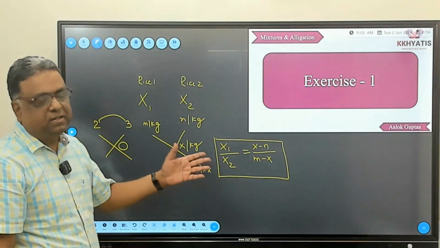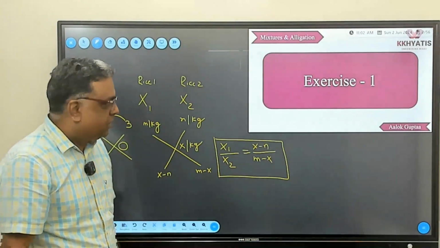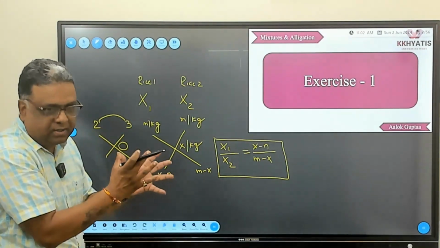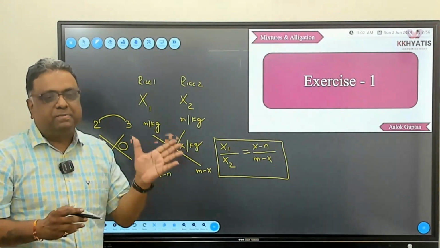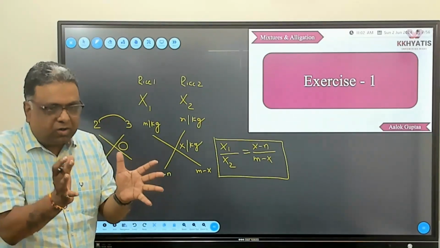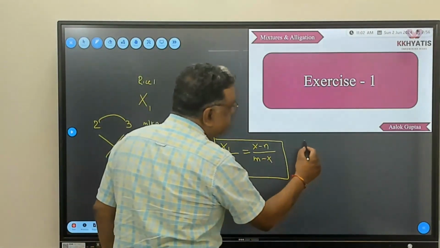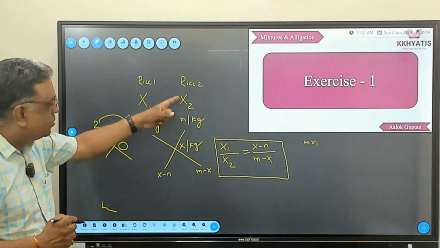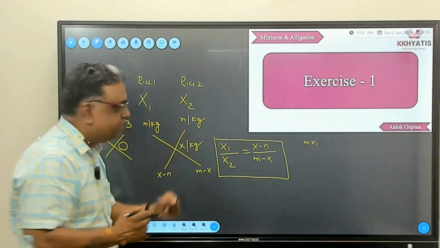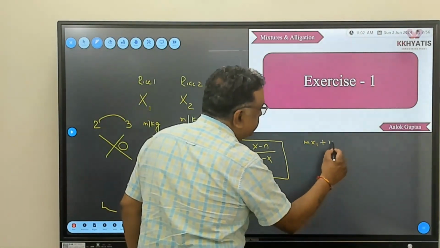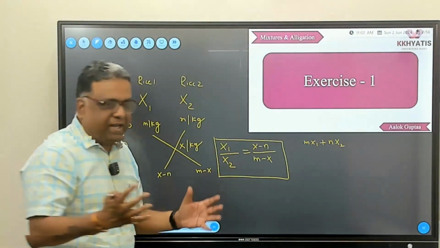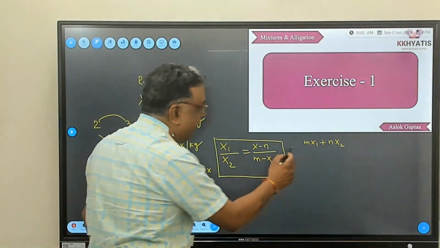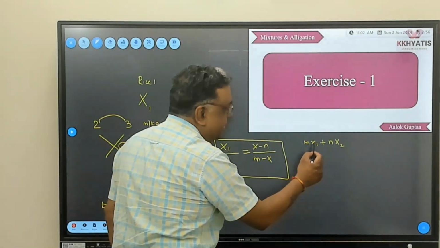Okay, let's see how it comes. Why do they say that? Let us say rice 1 is quantity x1 and its rate is m rupees per kg. What is the total cost? Can I say it is mx1? Yes or no? And the total cost of rice 2 is nx2. So when I mix both quantities together, the total price is mx1 plus nx2.